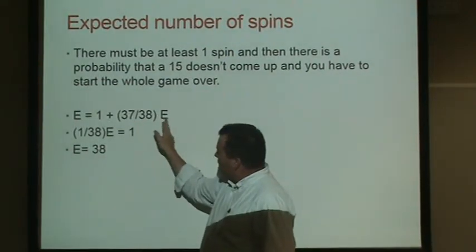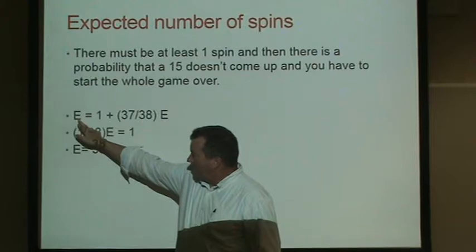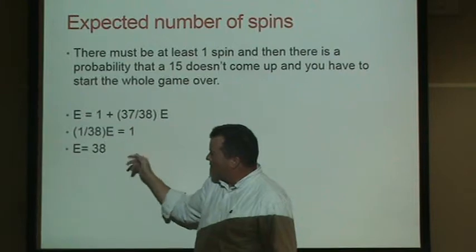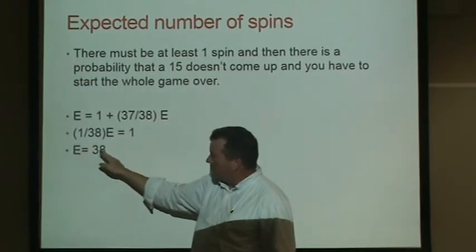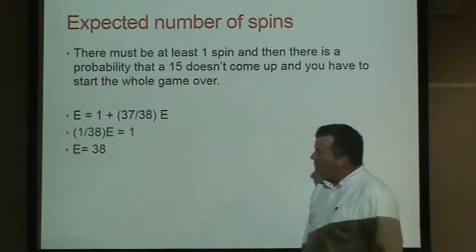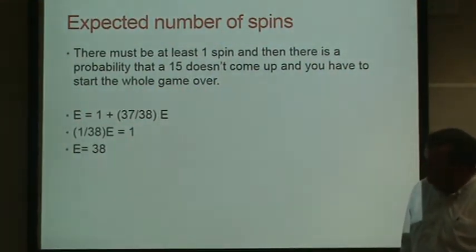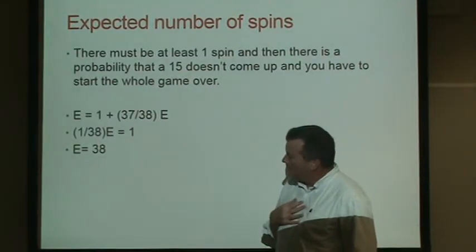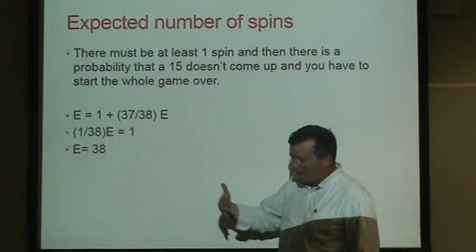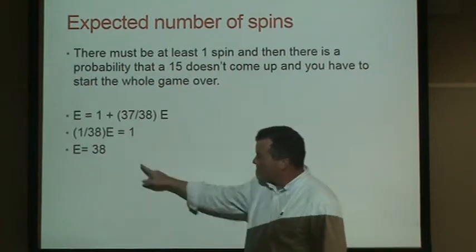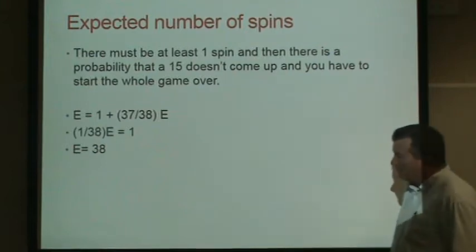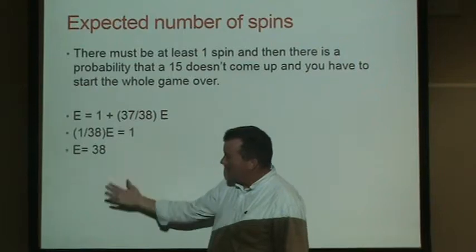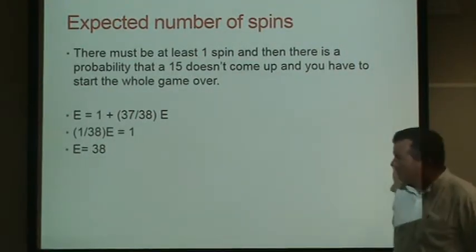So if we subtract 37/38 E from 38/38 E, we get 1/38 E is equal to 1. And then if we multiply both sides by 38, the expected number of spins until our number comes up would be 38. So if you kept betting on the same number, you could expect to win 1 after 38 spins. And the casinos generally pay 36 to 1, so there's a little advantage to the casino. If you play 38 times, you would get $36 back and lose $2 on average.